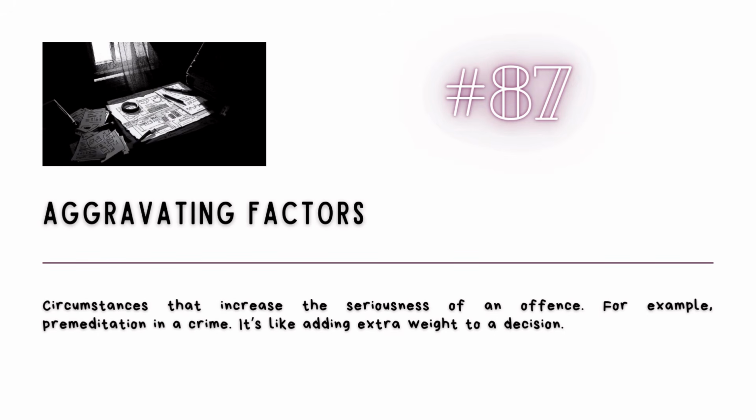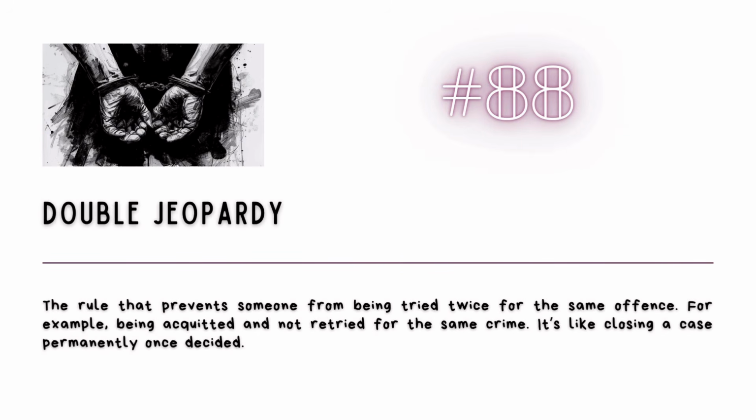Aggravating factors, circumstances that increase the seriousness of an offense. For example, premeditation in a crime. It's like adding extra weight to a decision. Double jeopardy, the rule that prevents someone from being tried twice for the same offense. For example, being acquitted and not retried for the same crime. It's like closing a case permanently once decided.